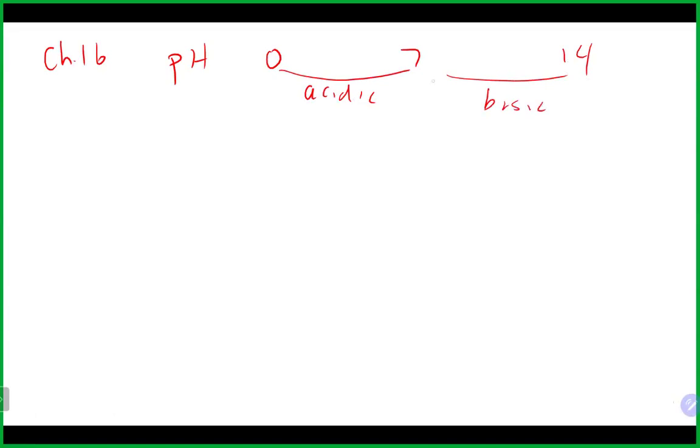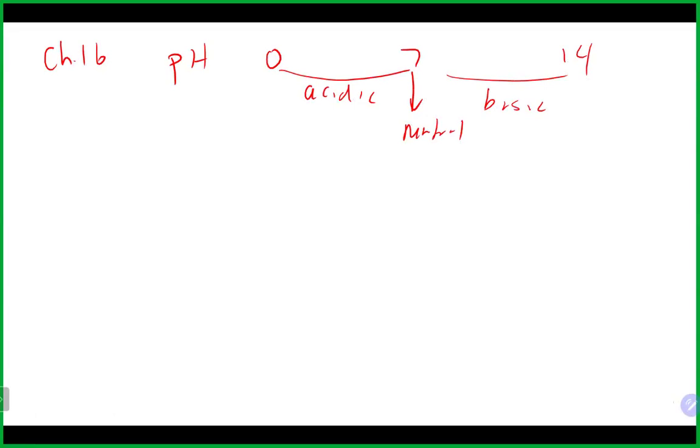Let's try it again here. We're talking chapter 16, and obviously, as we just mentioned, pH scale 0, 7, 14. Again, less than 7 acidic, above 7 basic, and at 7 they're neutral.